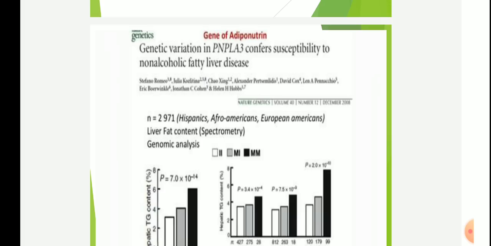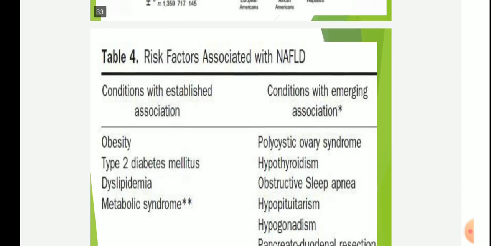See, some people don't have any habit of alcohol consumption, but on ultrasonography they'll find that it's a fatty liver. So how do you attribute it? This is the way: there could be genetic susceptibility in a few of the cases, leaving aside alcohol consumption.